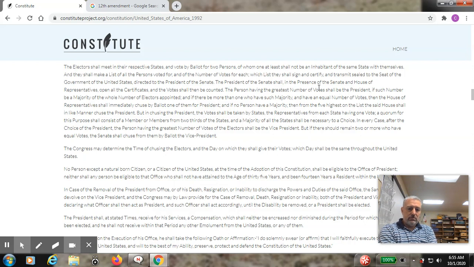Now, there have been three times that no one won a majority in the Electoral College: 1800, 1824, 1876. The House votes on the president at that point. That could happen this time. Nancy Pelosi's already talking about it. Now, if the House votes on president, they do not do so as individual House members. They vote as a state delegation.